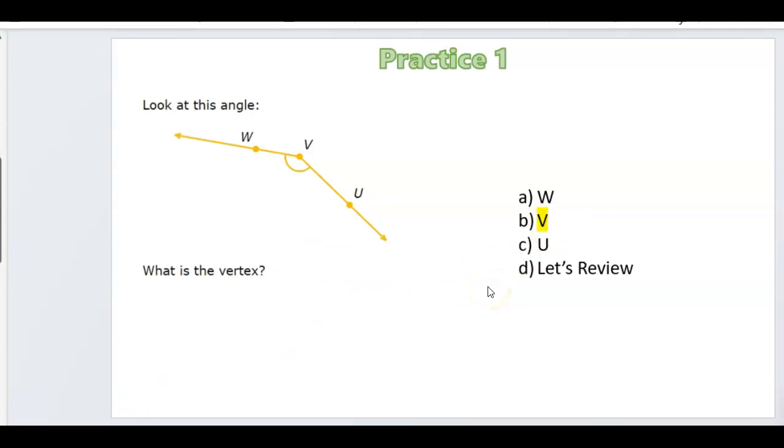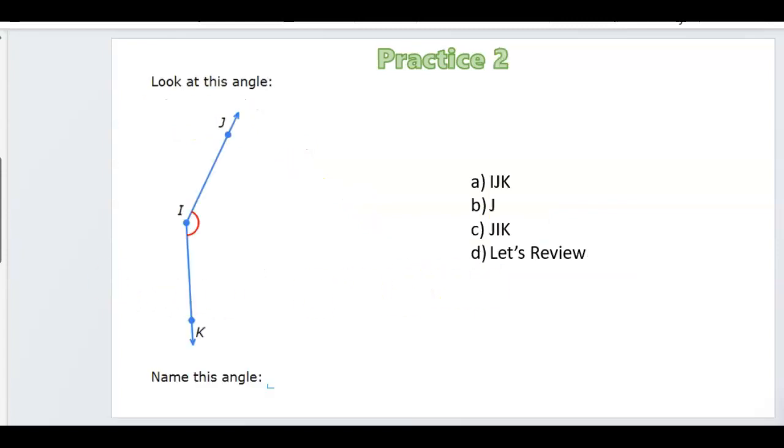All right, so again, the vertex is where the two rays endpoints meet, and in this case, V. Let's try one more. So we want to name this angle. Right, so I can name this angle as just angle I, since there's no other angle that shares that vertex.